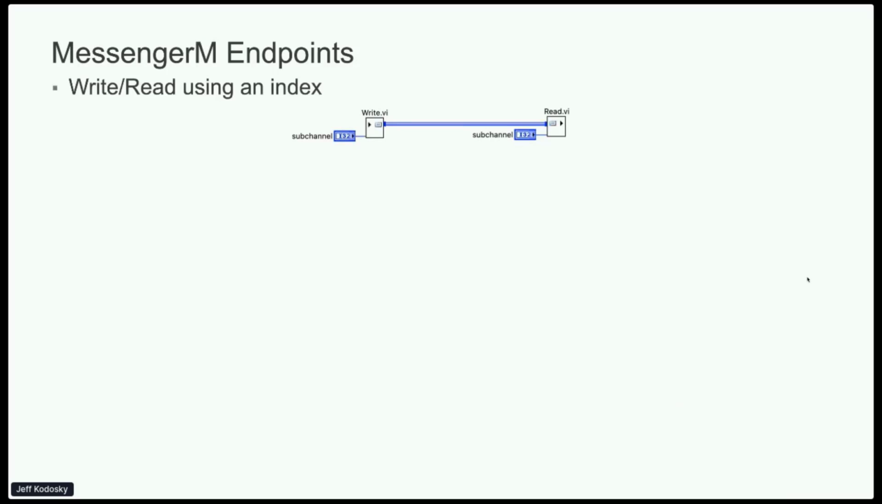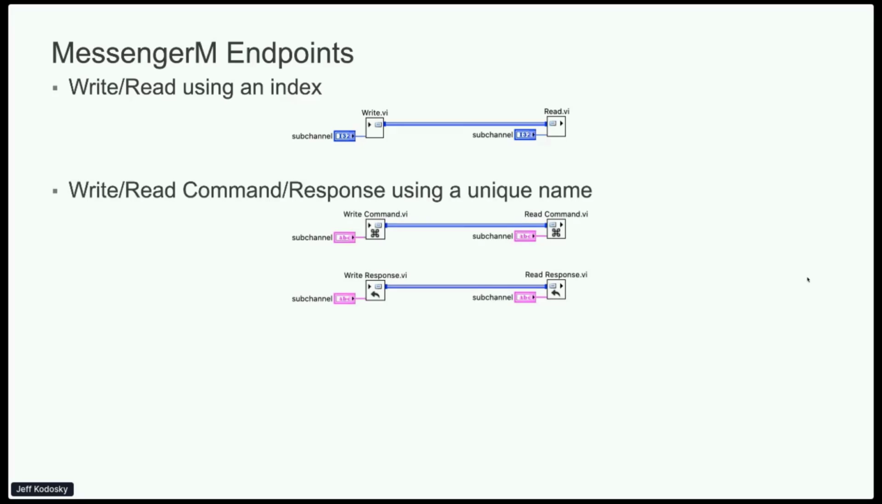So to complete the description of MessengerM, it has the usual read and write endpoints, but there's an extra input to specify the particular subchannel to write to or read from. There are two more pairs of endpoints that use a unique name to identify the subchannel.